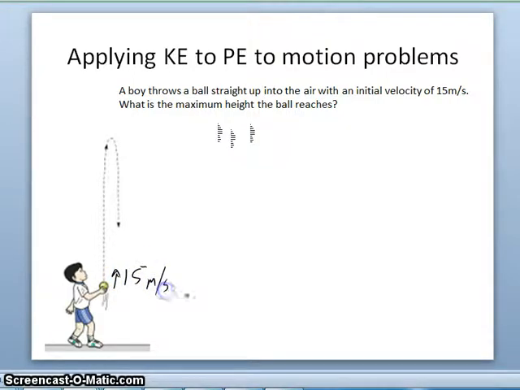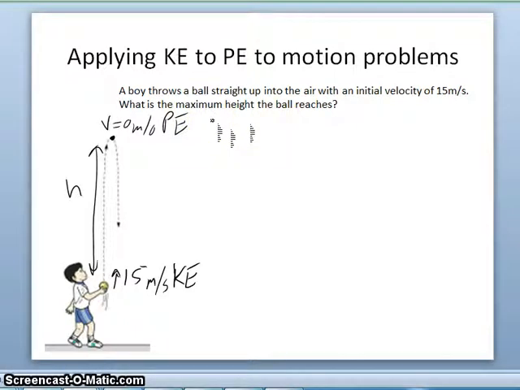of 15 meters per second, which means that when the ball starts, we'll assume that it's starting from the ground, it has only kinetic energy. And when the ball reaches the peak, we said that the velocity was 0 meters per second at this point. So it has no kinetic energy at this point, but it has gained some height h. And so we'll say at that point it has all potential energy.